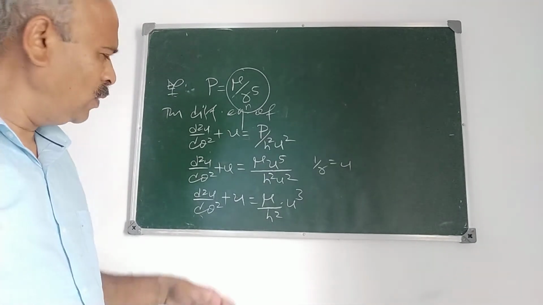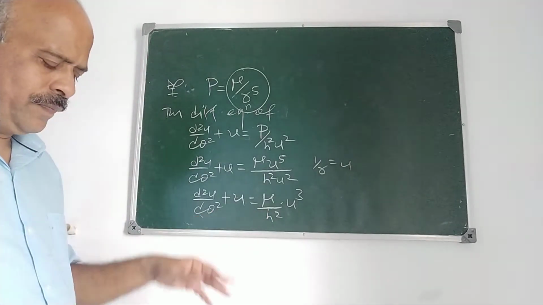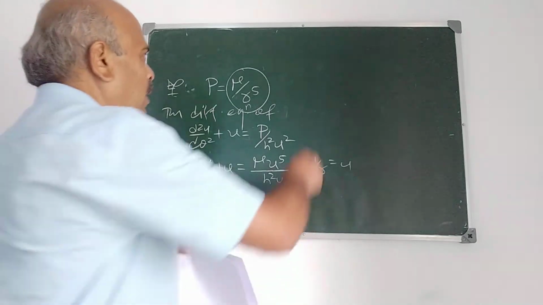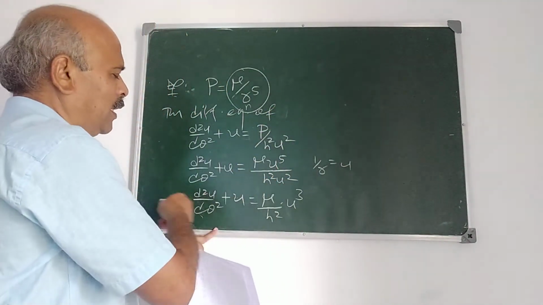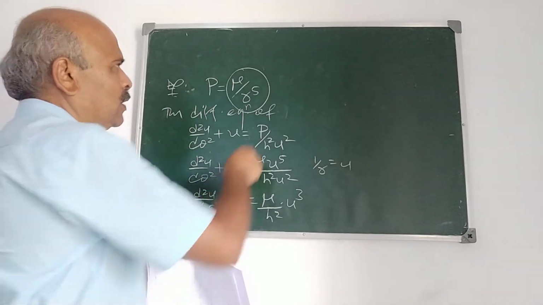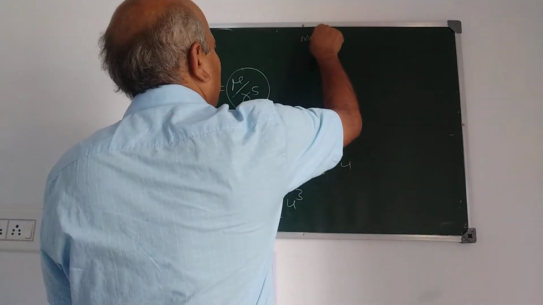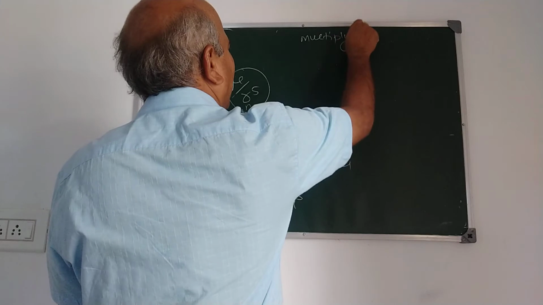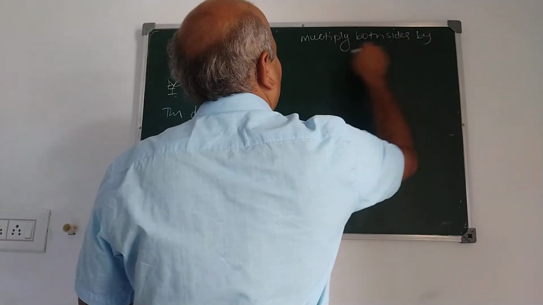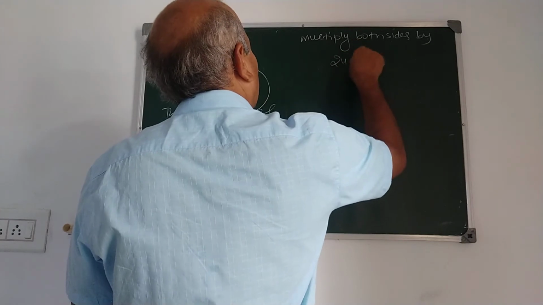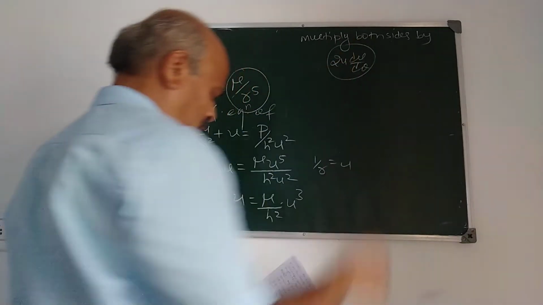For integrating, we make this an exact differential. This is a very important step in all these problems: while integrating, we make these exact differentials. Multiply both sides by 2u du by d theta. This is important.